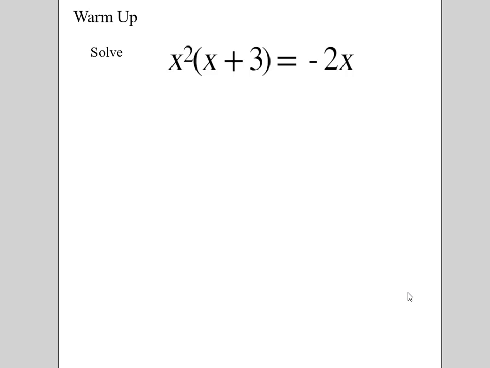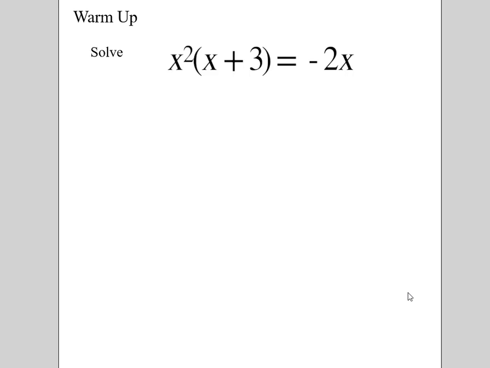Alright, before we jump into today's stuff, we're going to do a little warm-up. This is just a solve. So if you want to pause the video here, just hit pause, write down the question and solve it. This is one of those questions that freezes people on exams and tests, so it's a good one to look at. So just hit pause and try it.